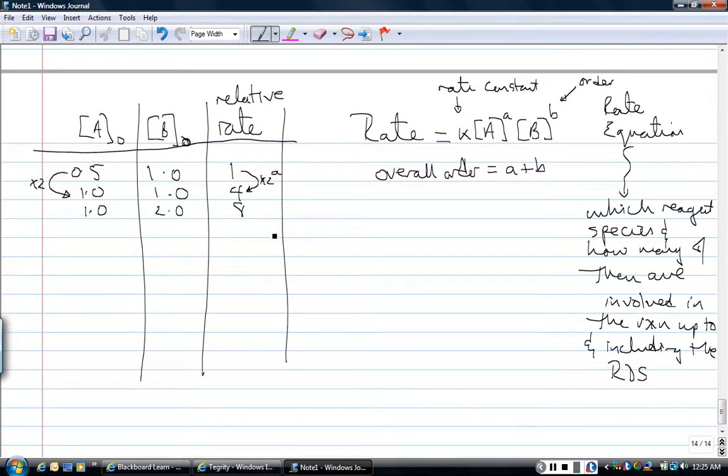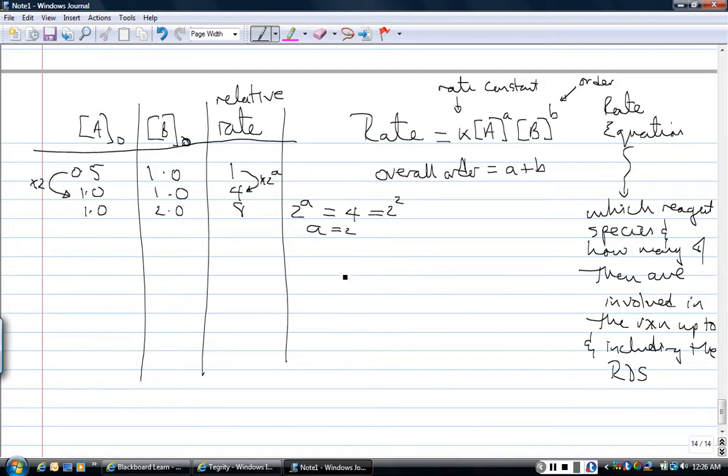So I can now say that 2 to the a is equal to 4, because when I multiply this rate by 2 to the a, I go from 1 to 4. Therefore, I multiplied it by 4. So 2 to the power of a is equal to 4. But 4 is 2 to the power of 2. Therefore, a is equal to 2, and the reaction is second order in A.